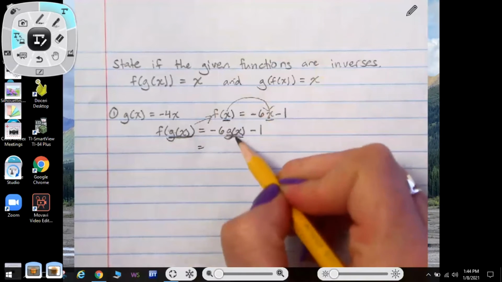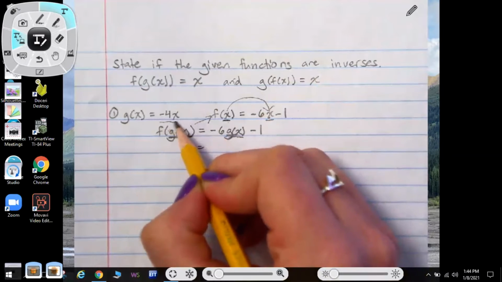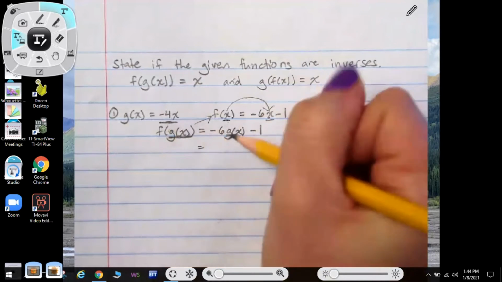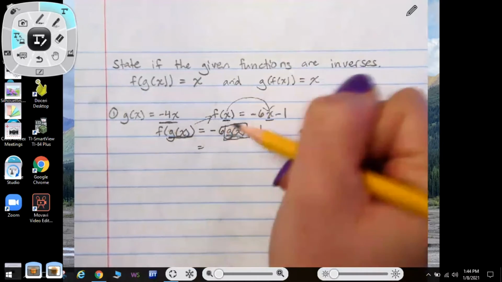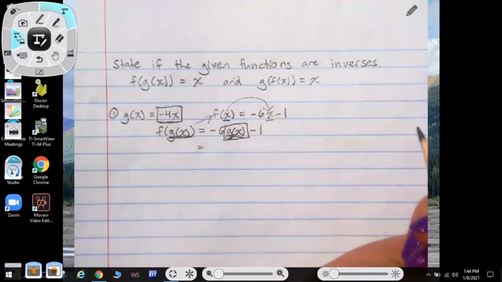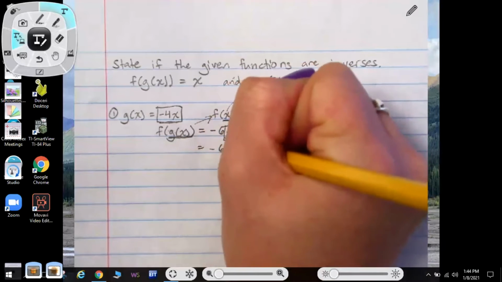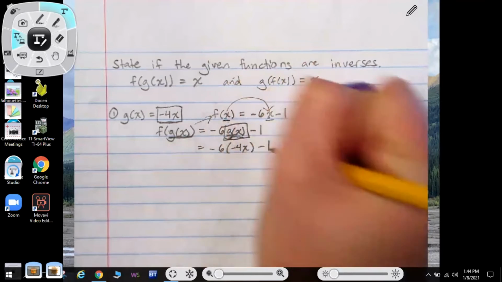Now we're going to plug in what g of x is actually equal to. We know g of x is equal to negative 4x. So we're going to replace g of x right here with negative 4x. So we get negative 6 times negative 4x minus 1.